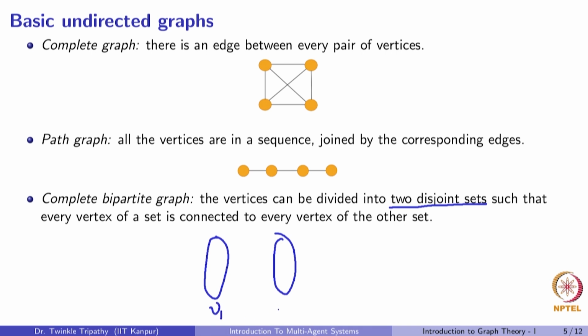Suppose this is set V1, this is set V2. The set of all the vertices is simply V1 union V2. Now, in a complete bipartite graph, any node that we pick here will have a path to every other node in V2. And this property holds for all the nodes of V1. So, what will such a graph look like?